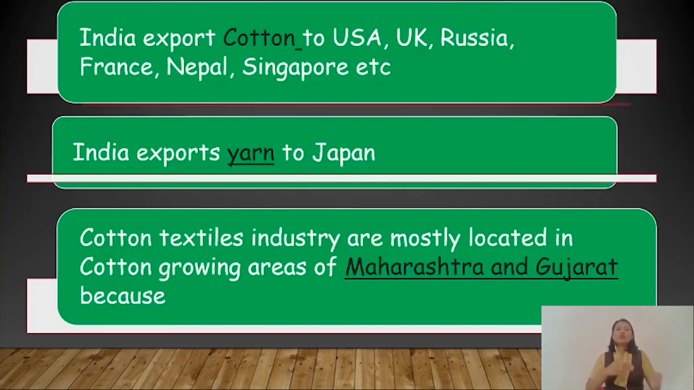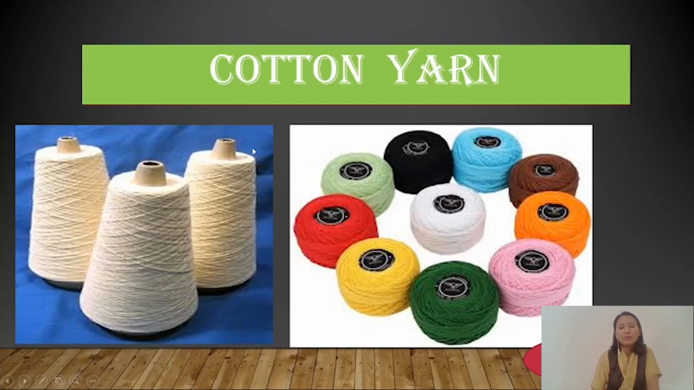India exports raw cotton to the USA, UK, Russia, France, Nepal, Singapore, and many other countries, because Indian cotton is in great demand due to its fine quality. Many countries produce raw cotton, but it is of coarse quality. Because of that, there is a lot of demand for Indian cotton. Not only raw cotton, India also exports yarn to Japan. Japan is one of the largest importers of yarn from India.